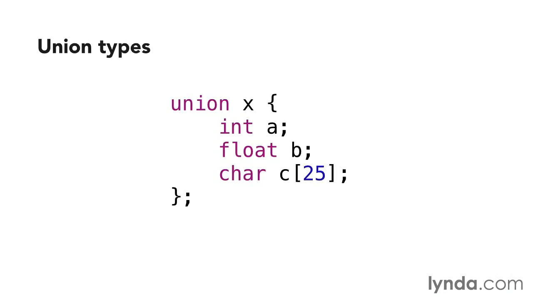A union is a set of overlapping object types. This allows a single compound object to hold objects of different types at different times, overlapping the same space.